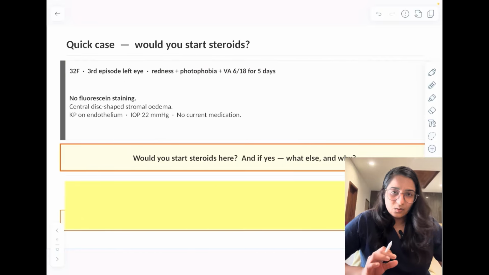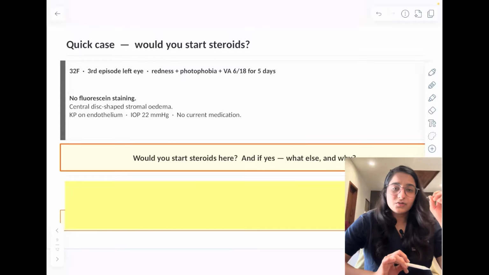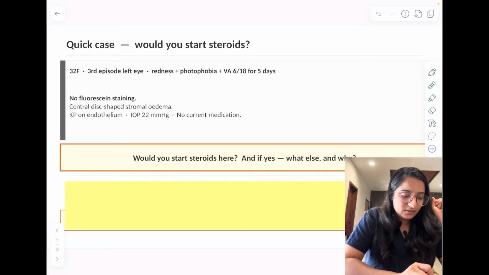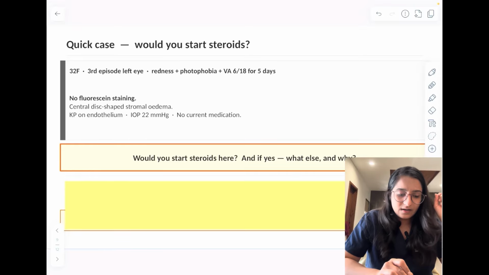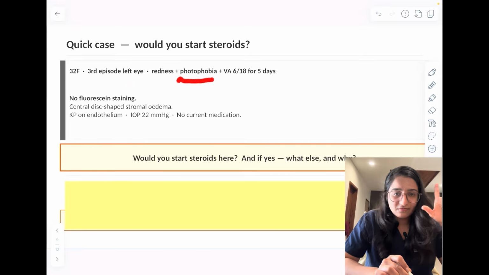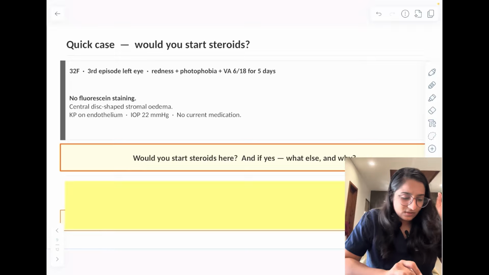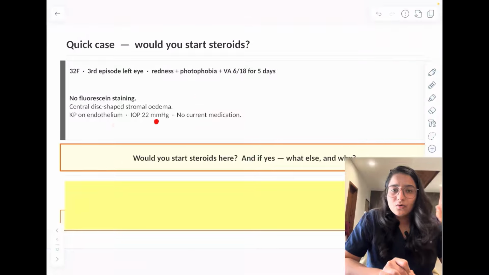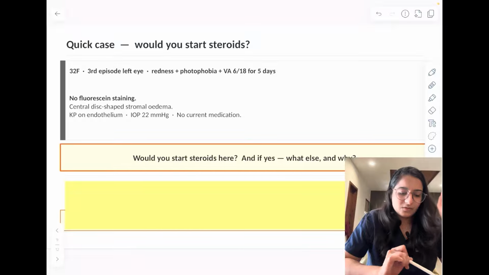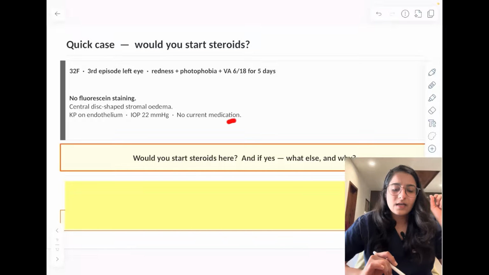So, last quiz: would you start steroid in this case? A 32 year old female, third episode in the left eye of redness plus photophobia, and vision is 6 by 18 for 5 days. No fluorescein staining and central disc-shaped stromal edema is there. KP is on the endothelium, IOP 22 mmHg, and no current medication going on. So, would you start steroid here? And if yes, what else and why? Give your answer in the comments.